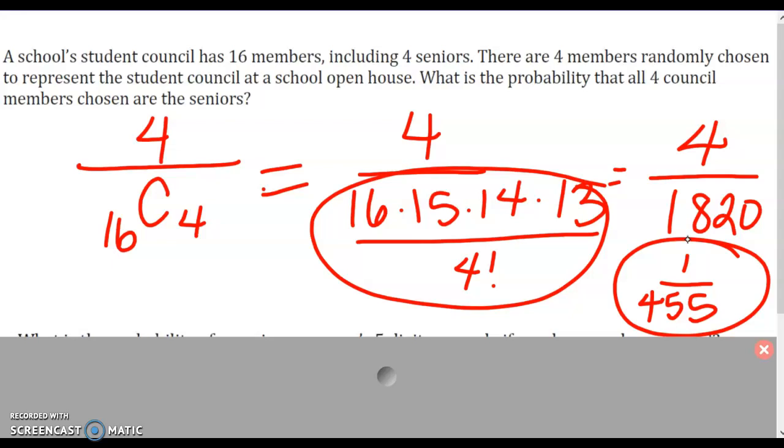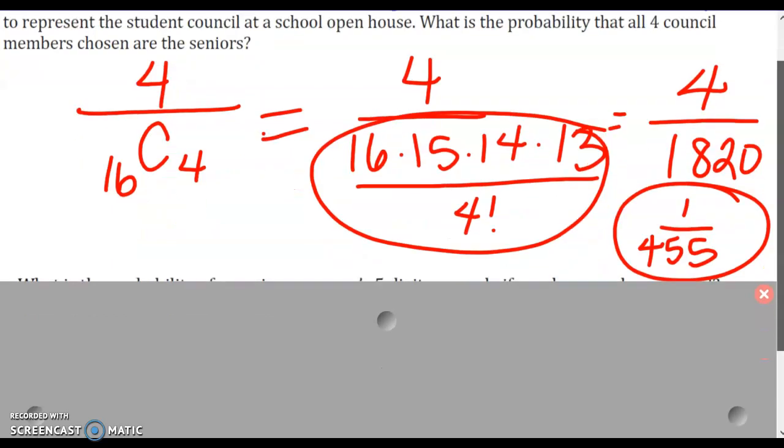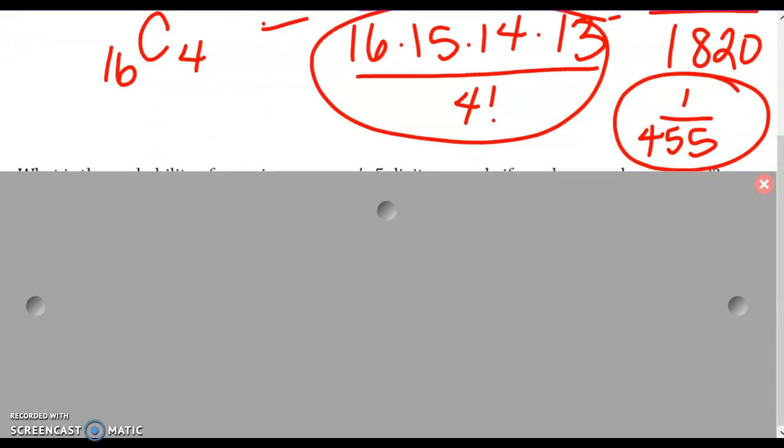The chances are higher than the last problem we did because the order doesn't matter. And so it doesn't matter which senior I pick first as long as I get all 4 of the seniors in there.